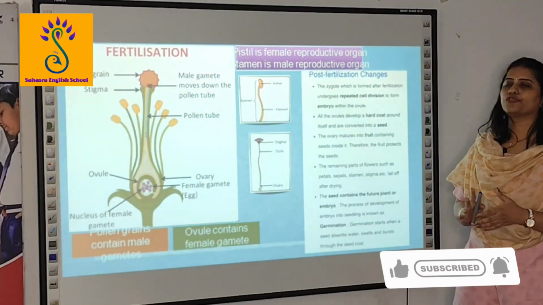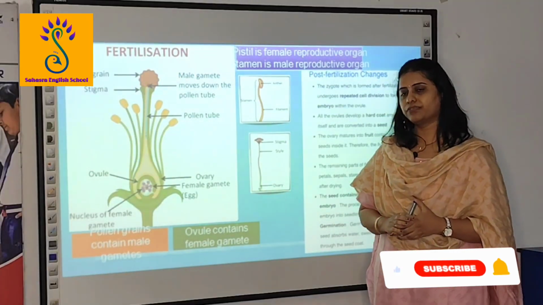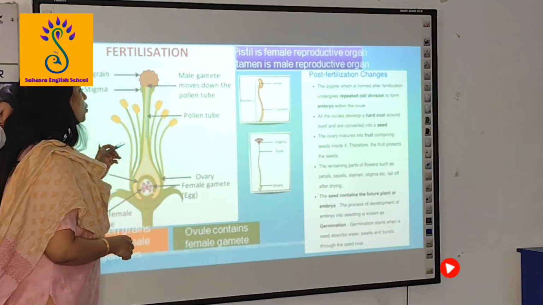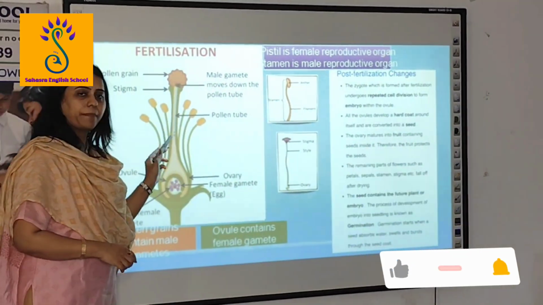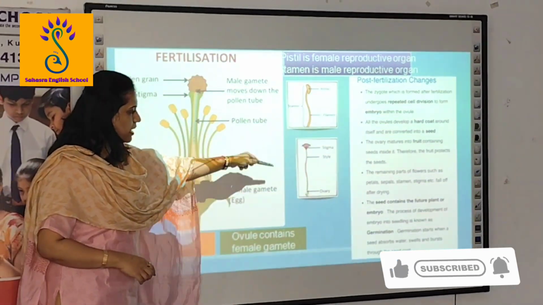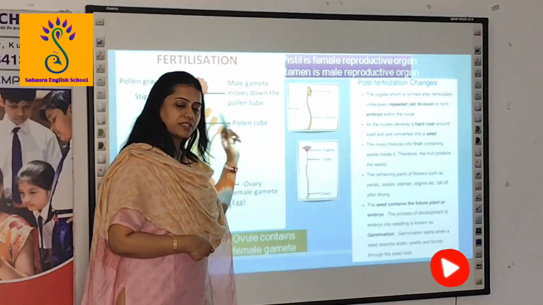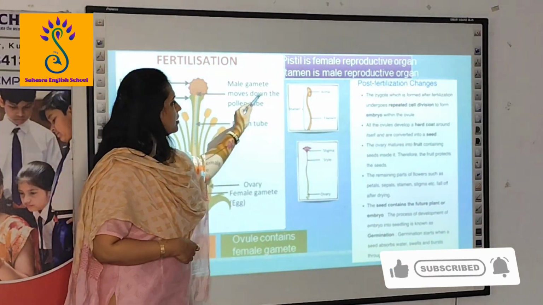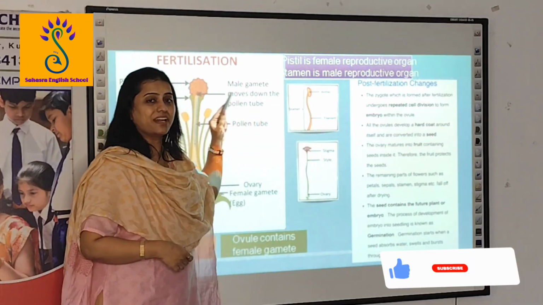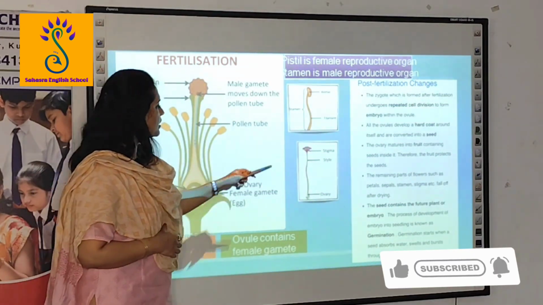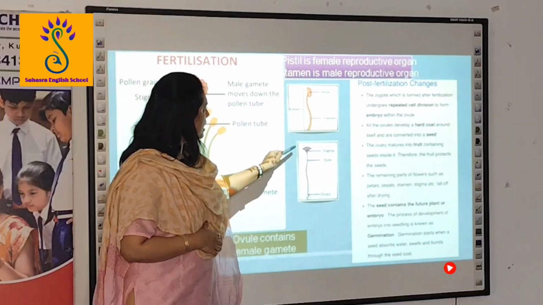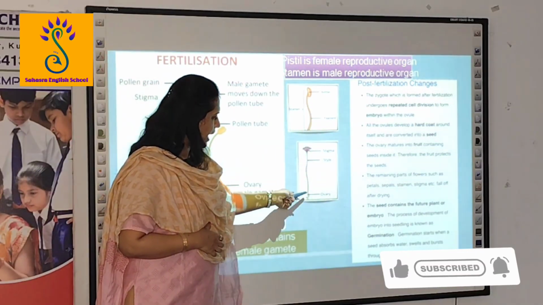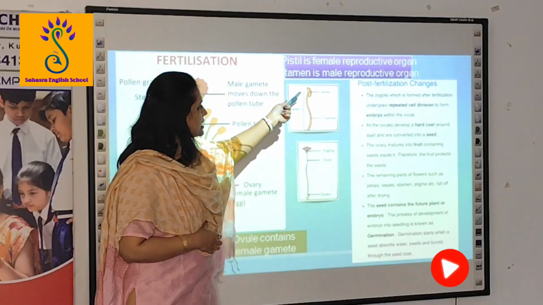Now coming to fertilization in plants. Look at the figure. I told you the pistil is the reproductive part. You can see the parts of the pistil. Pistil is the female reproductive part of the flower, and stamen is the male reproductive part of the flower. Pistil has stigma, style and ovary, and stamen has anther and filament.